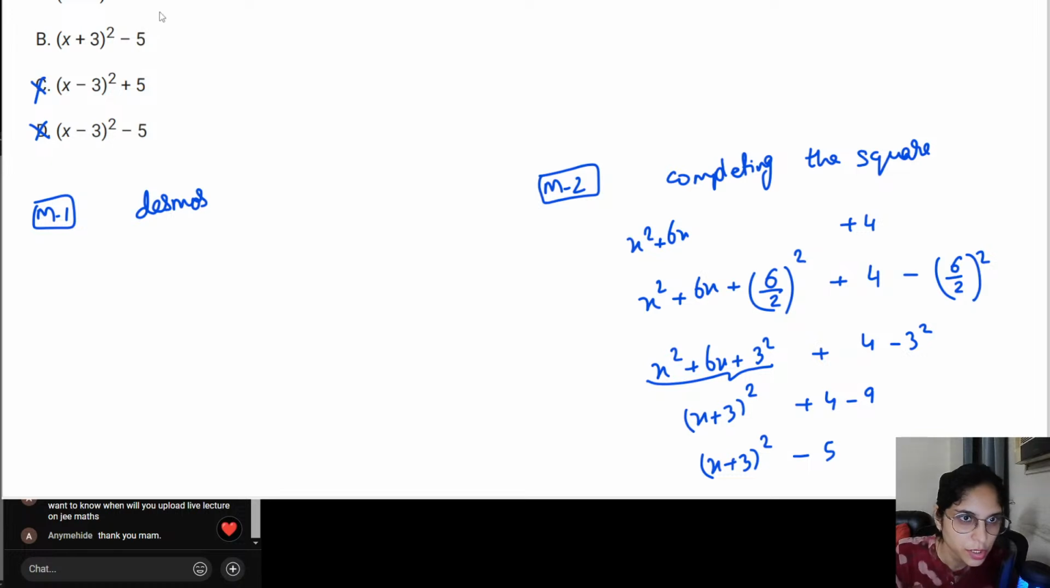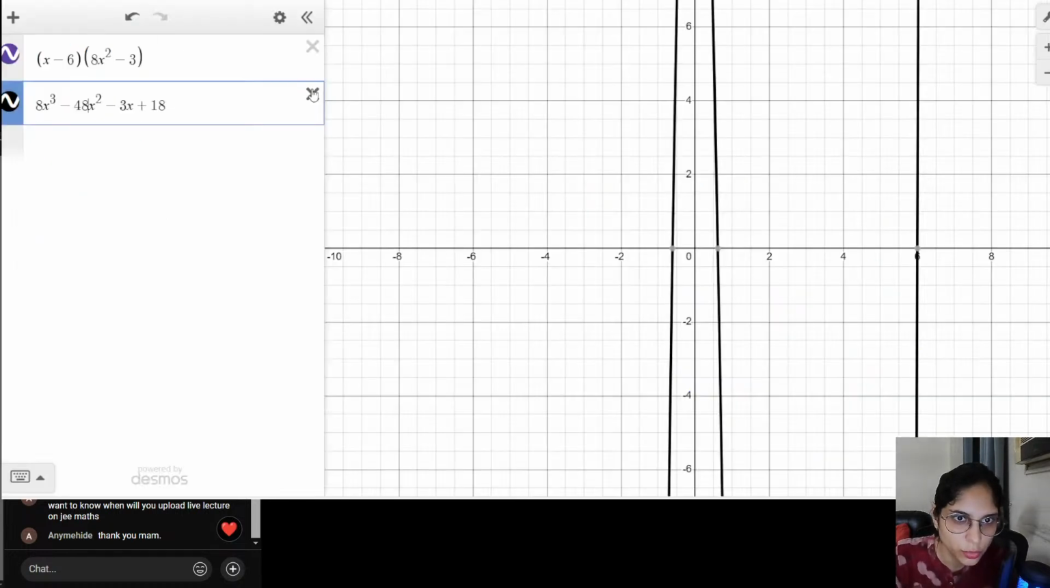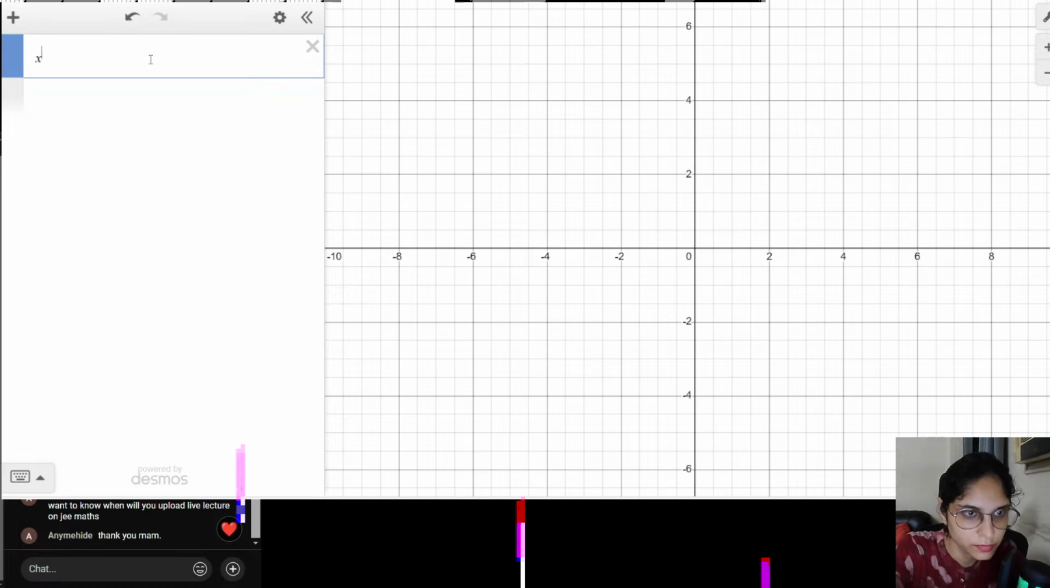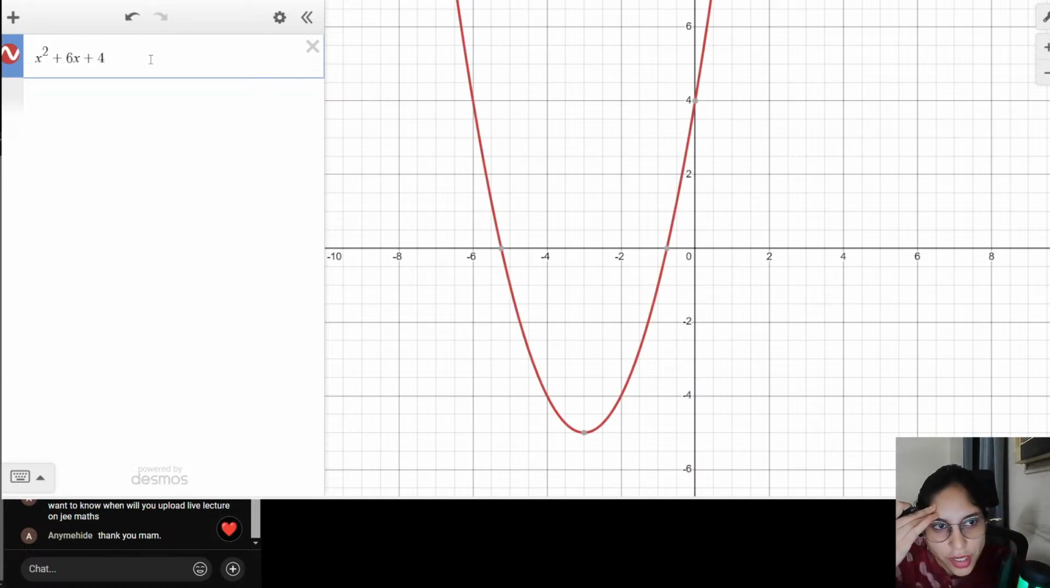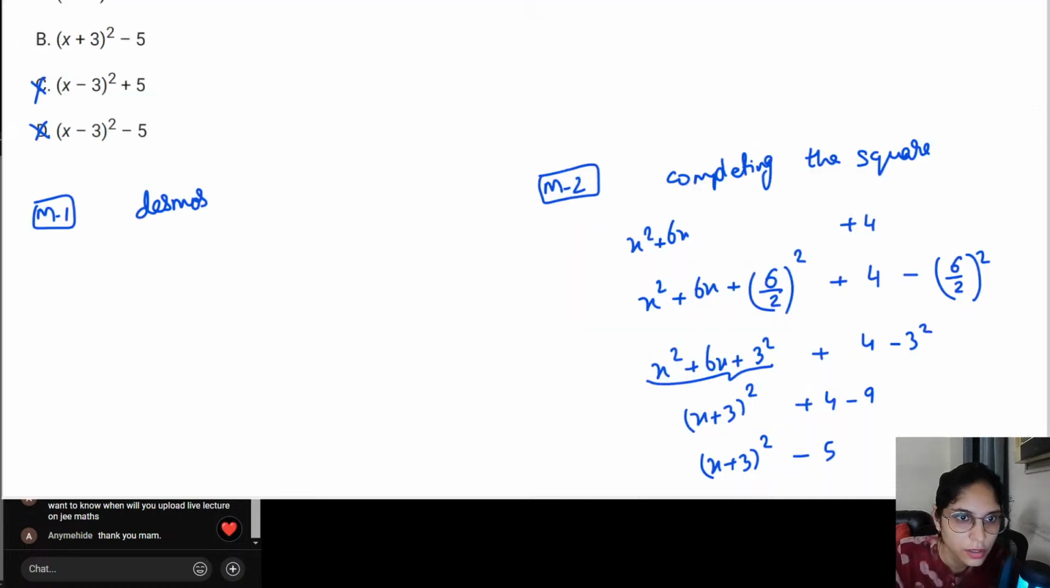Or like I told you, you always have Desmos, you just write down over here: x squared plus 6x plus 4. Oh my god, there's a better way. Because this is a quadratic function, you just look at the... oh my god. Desmos, right question. Yeah, Desmos is easier for this one.